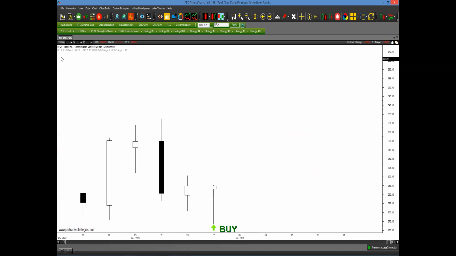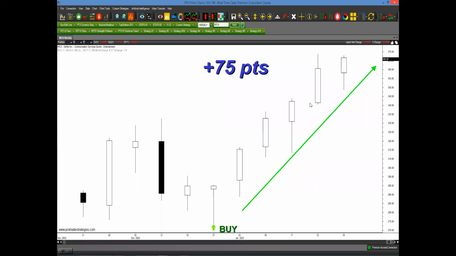Okay, here's another example. This is a weekly chart, though, just to show you how this applies to different time frames. A weekly chart in Netflix. This was coming at the end of last year, okay? We were going up and then started to sell off. All this terrible news, I suppose, about Netflix, the company, but a buy signal was generated in the last week of December and 75 points coming into the end of last month, okay?